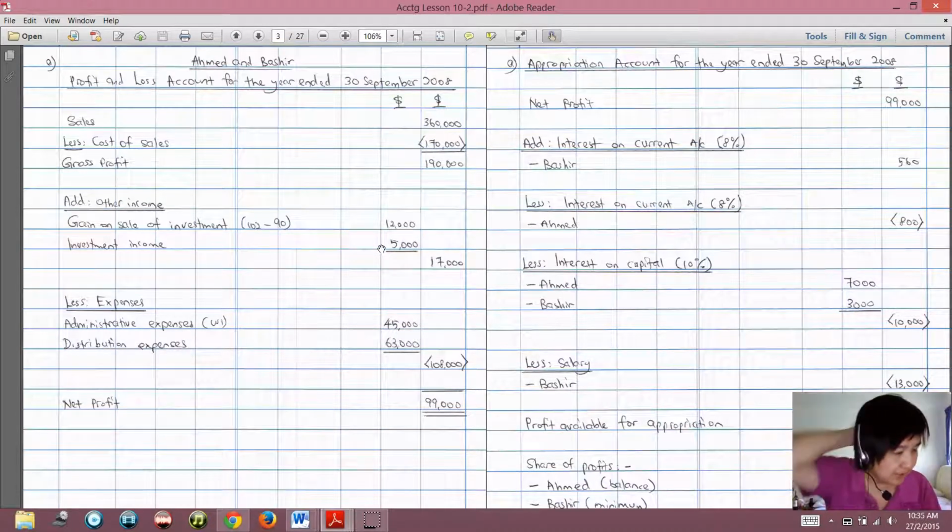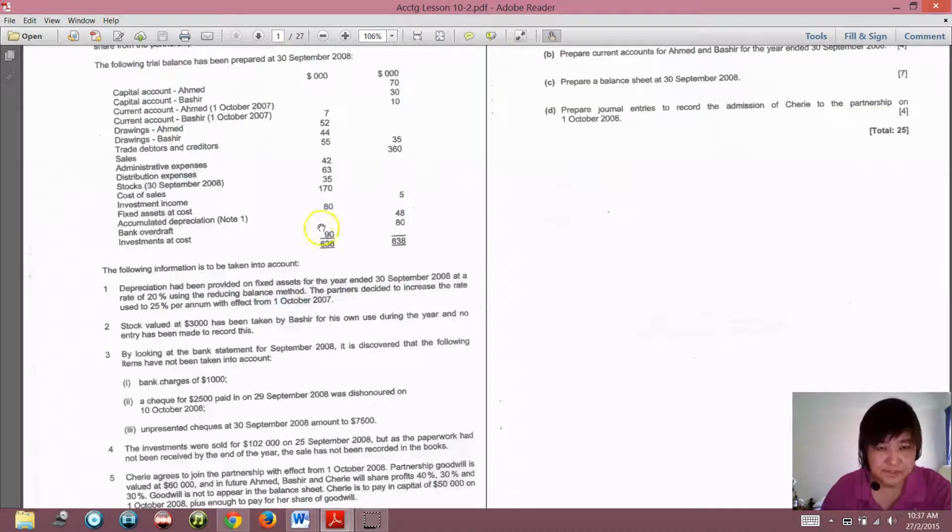Investment was sold for 102,000 on 25 September 2008. But as the paperwork has not been received by the end of the year, the sale has not been recorded in the books. You see this investment cost 90,000. So this one says the investment was sold for 102,000 on 25 September 2008, but as the paperwork has not been received at the end of the year, the sale has not been recorded in the books.